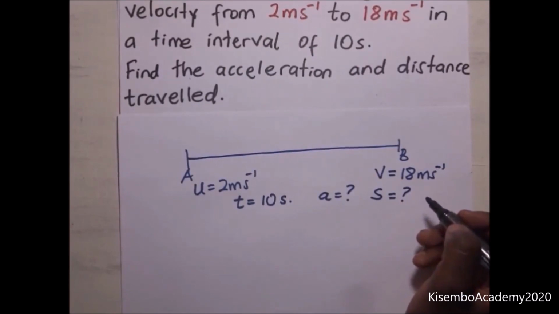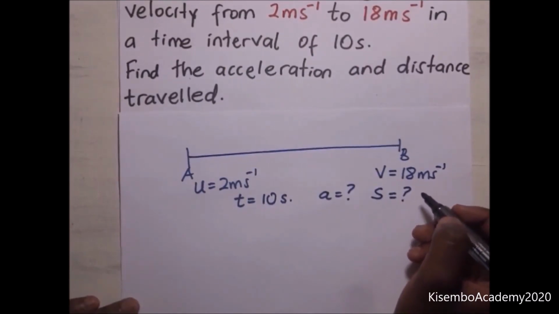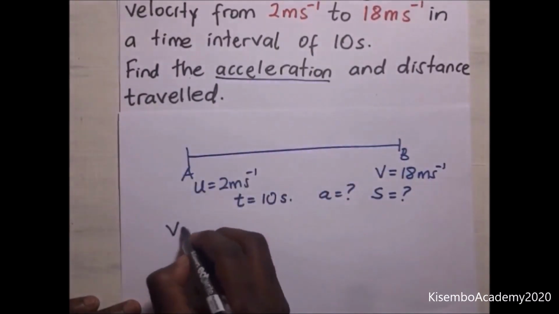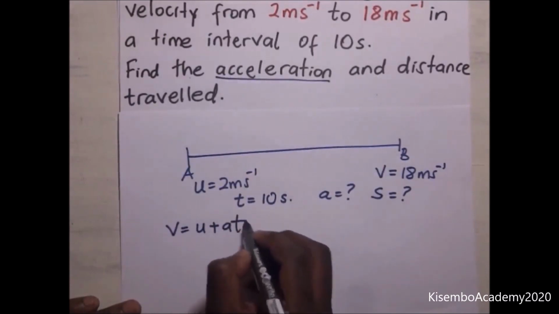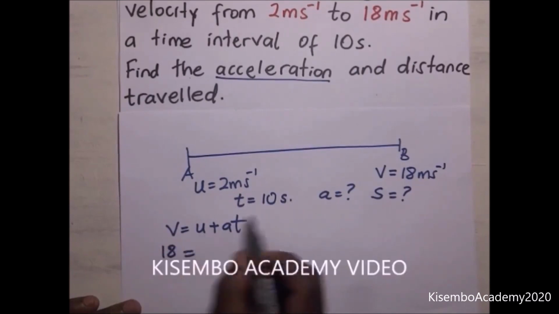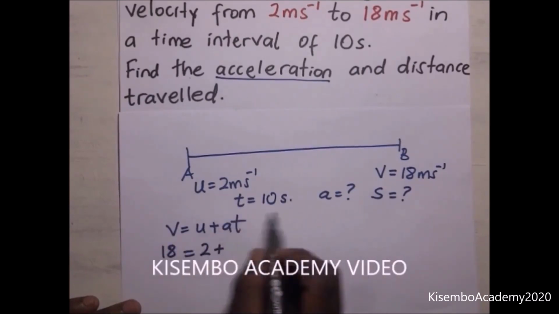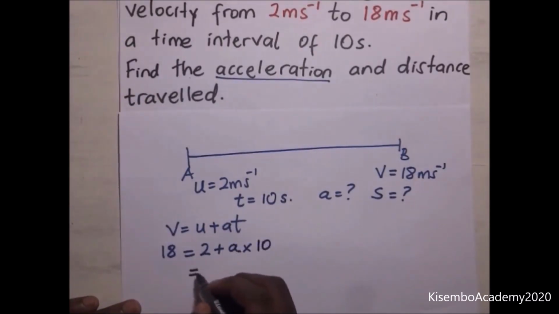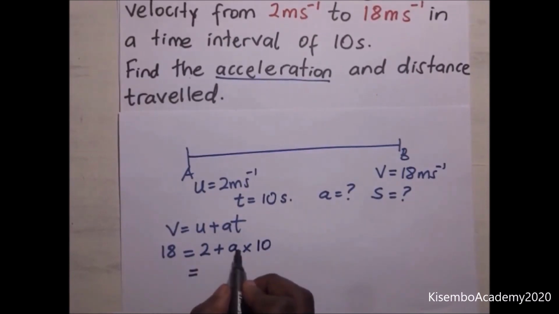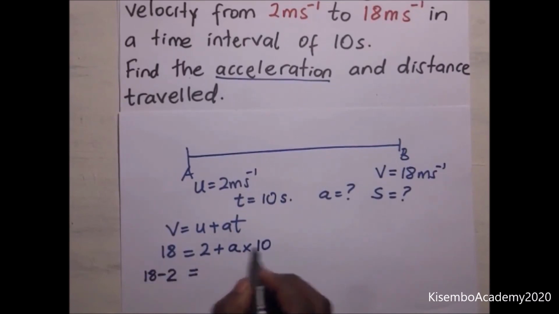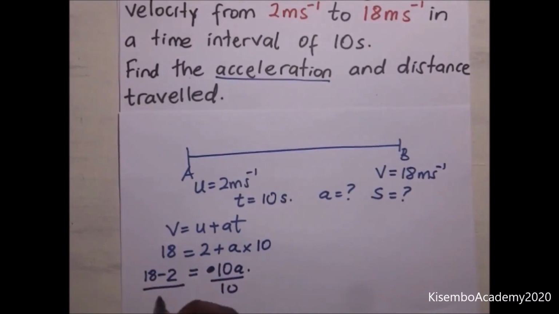So again, from our equations of motion, to find the acceleration, we can just go on with the first equation of motion. We know that v is equal to u plus at. What is v? Our final velocity is 18. It is going to be initial velocity u, which is 2, plus our acceleration a times the time, which is 10 seconds. Making a the subject of the formula, the 2 comes this side: 18 minus 2 is equal to a times 10, which is 10a. Divide both sides by 10.